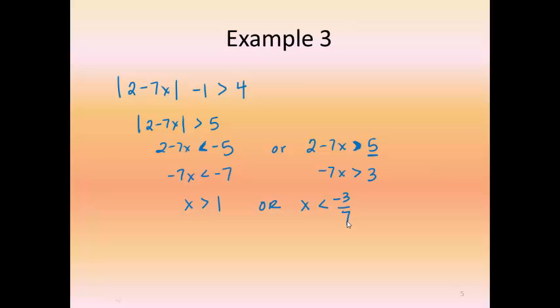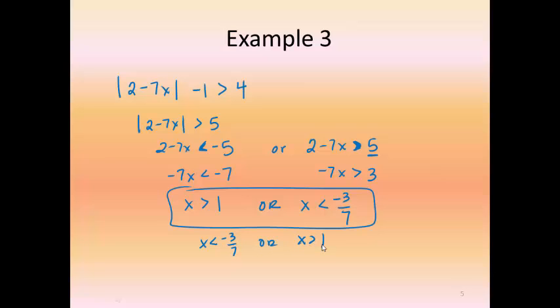So these are in the wrong order in my head, so I would prefer to switch them. It's not necessary, but I would prefer to switch them. That way when I put them on my number line or I draw a conclusion, it's easier for me to visualize. So I would make it x is less than -3/7 or x is greater than 1.